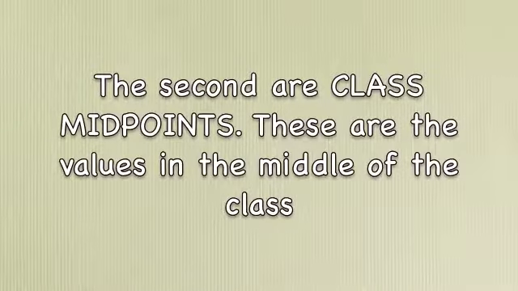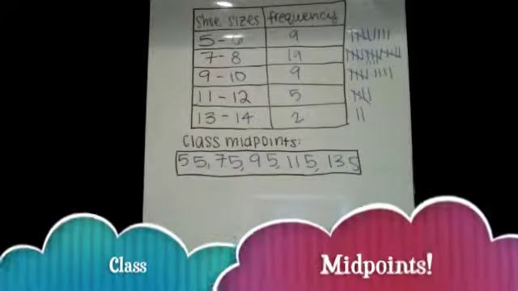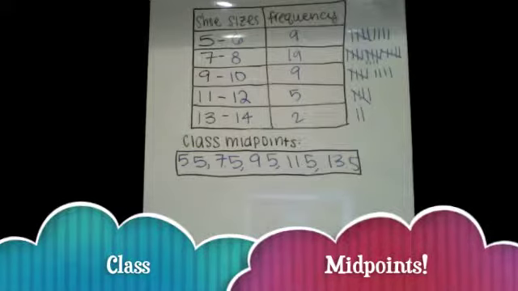The second are class midpoints. These are the values in the middle of the classes. The class midpoints are relatively easy to identify. For my example, they would be 5.5, which is the middle of 5 and 6, 7.5, 9.5, 11.5, and 13.5. These will be used later when using the frequency distributions to make different types of graphs.